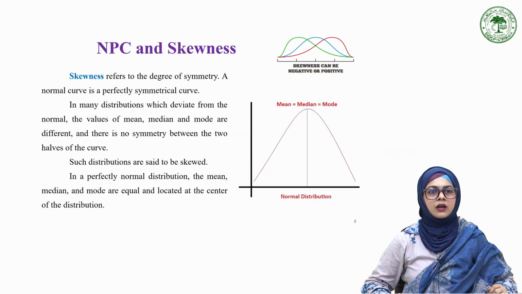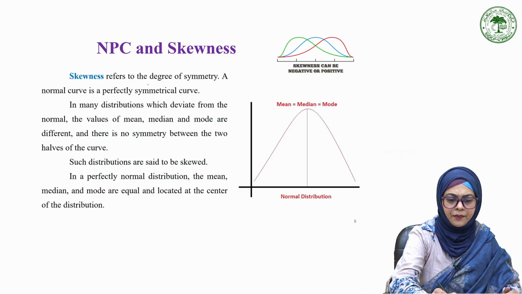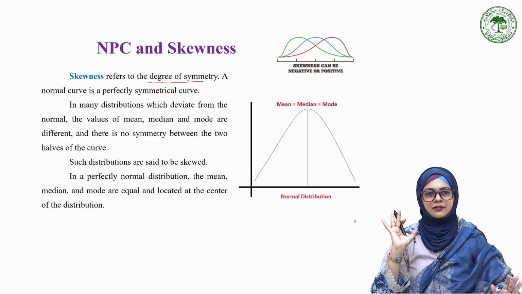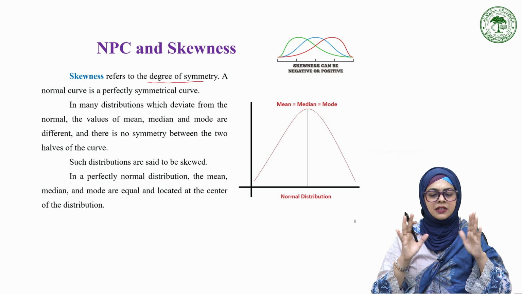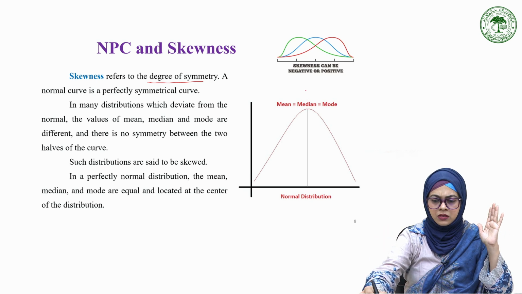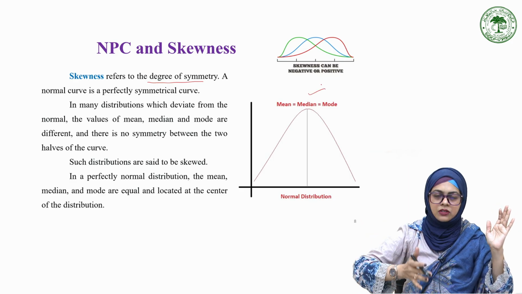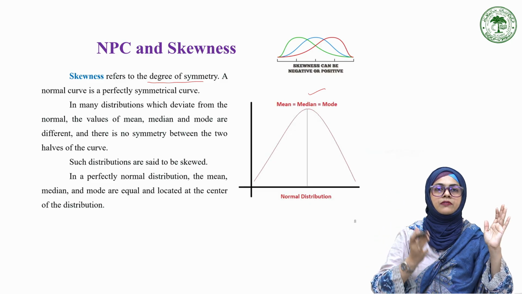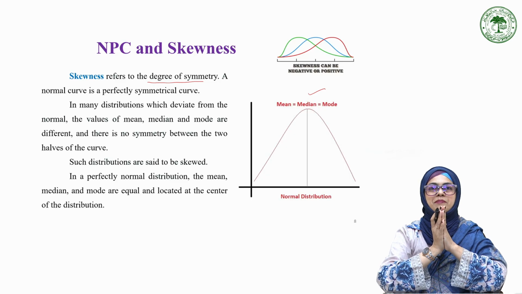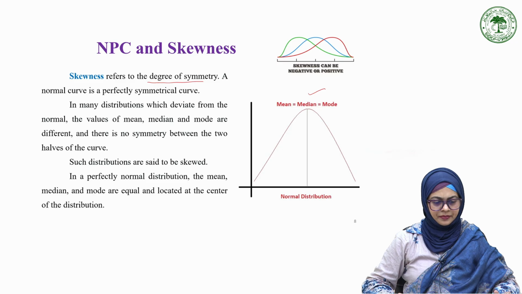Now moving forward, the normal probability curve and skewness, which refers to the degree of symmetry. We know that the normal curve is a perfectly symmetrical curve. Perfectly symmetrical means it is neither skewed, and the values of mean, median, mode are exactly the same. You can divide the bell-shaped curve into two. If you fold it, you can see it's a mirror image, right? The left side is the mirror image of the right side.